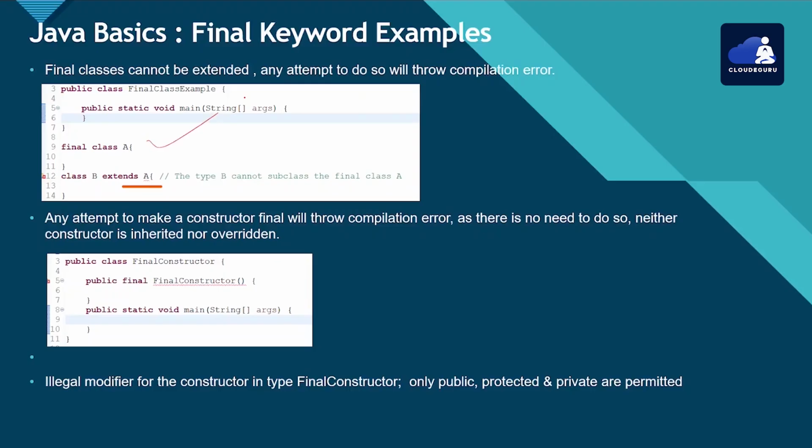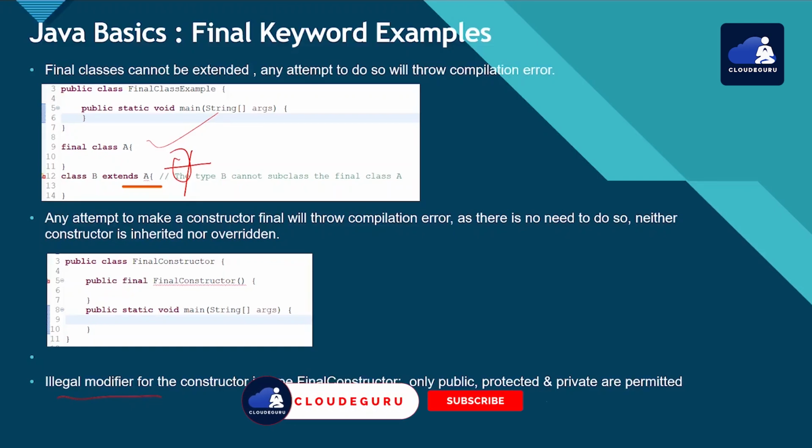I am making class A final and B is trying to extend class A, and it's saying that it's not allowed to do that because we have made the class final. We cannot extend it. Another point is if you are making any constructor final, then it will throw an illegal modifier error because there is no need to make a constructor final. So Java has restricted that.